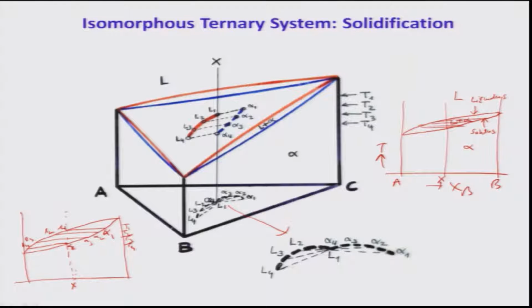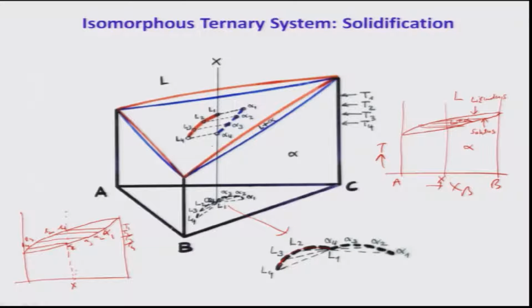As you see, the liquid composition falls on the liquidus surface, given by L1, L2, L3, L4, along these, correct. Let me just draw it like a red curve. On the other hand, the solid composition is followed by the points on the solidus surface, and they are given by alpha 1 to alpha 4, and alpha 4 and L1 fall on each other. That is obvious, because L1 is the liquid composition to start with, before it started solidifying, and alpha 4 is the solid composition which is finally solidified. So, they will have the same compositions.